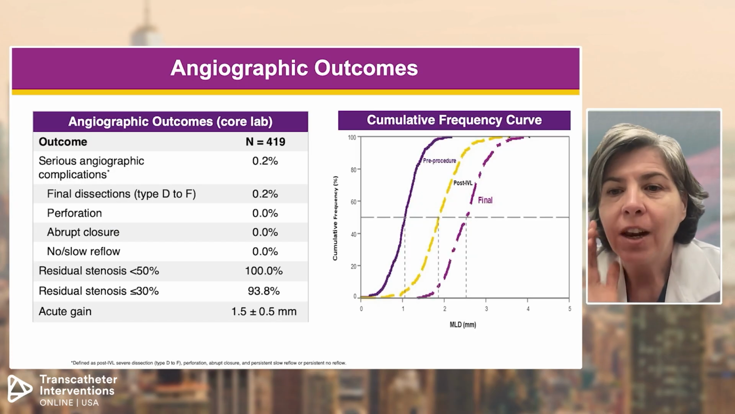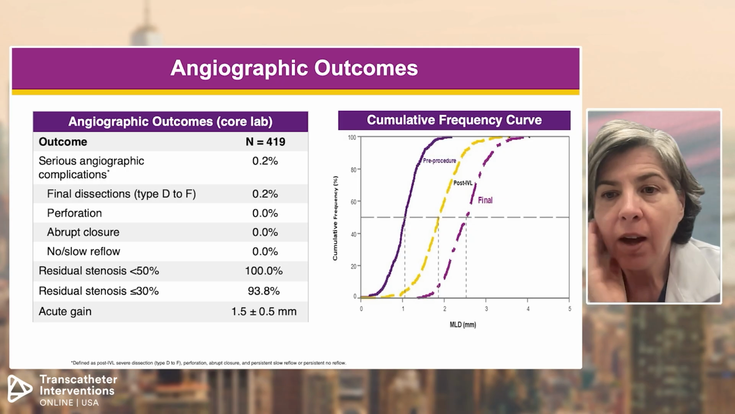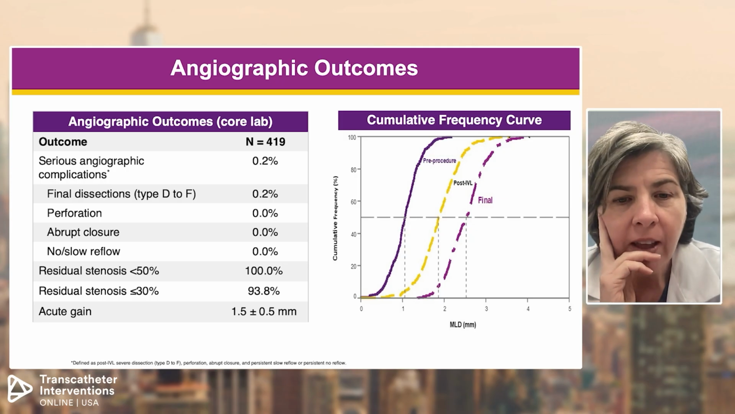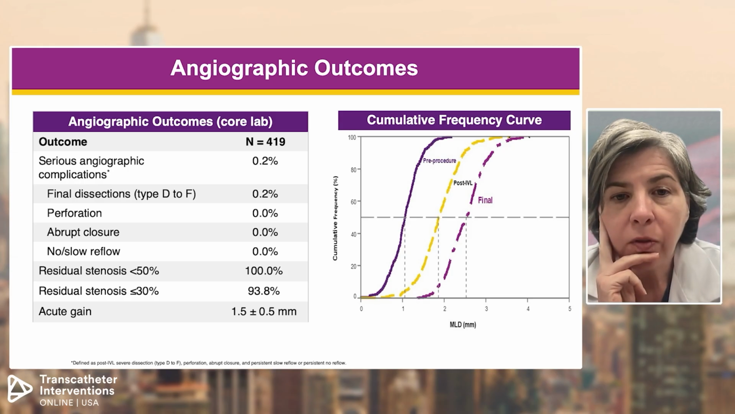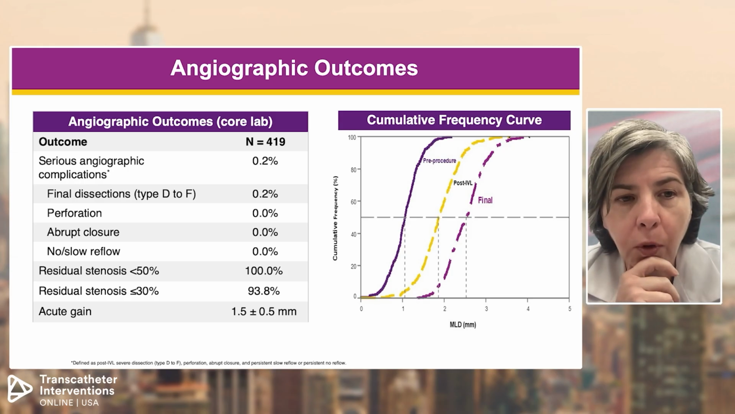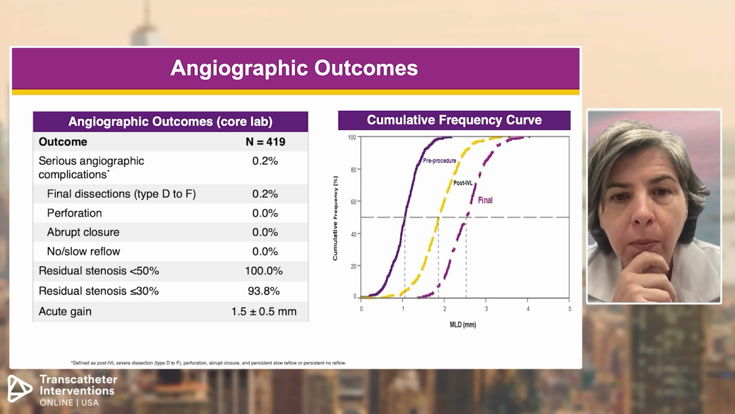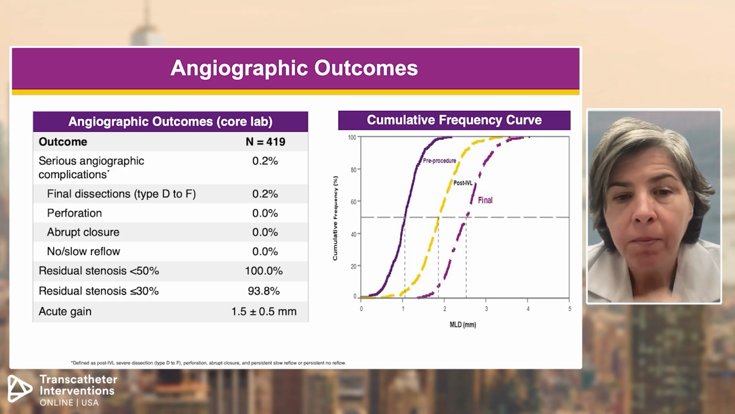Angiographically, there was an incremental increase in MLD after IVL and after final stenting. And very reassuringly, you see on the table on the left that the incidence of complications was extremely low at 0.2%, with only one type D dissection.